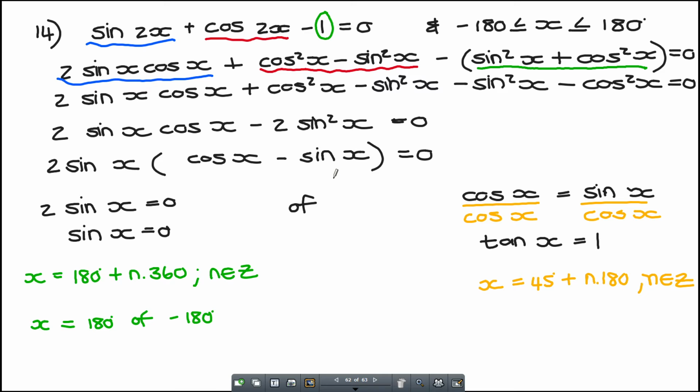As ek dit gelyk maak aan 0, dan gaan ek mos daai minus sin x oorvat, en dan raak dit cos x is gelyk aan sin x. Now we're sitting with the exact same problem as we had earlier on. I've got cos x and sin x, so I want to get rid of either one of them. So I'm deciding to divide by cos x, because then on the right hand side, sin x divided by cos x will give me tan x. En cos x gedeel deur cos x gee dan vir my net 1. Okay.